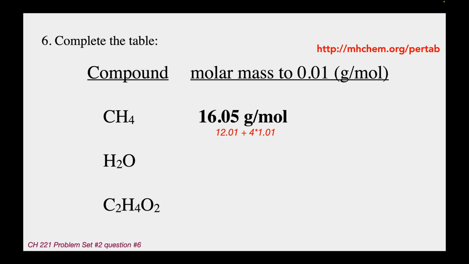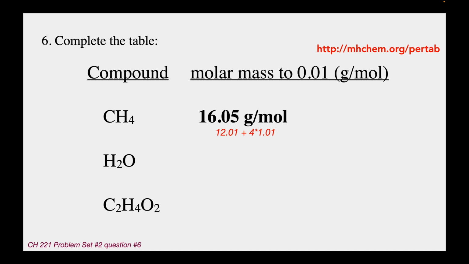So again, to the hundredths place, which is usually all you need, that would be 12.01 for carbon. Hydrogen to the hundredths, 1.01. Multiply that by 4, since there's 4 hydrogens, 16.05 grams per mole.